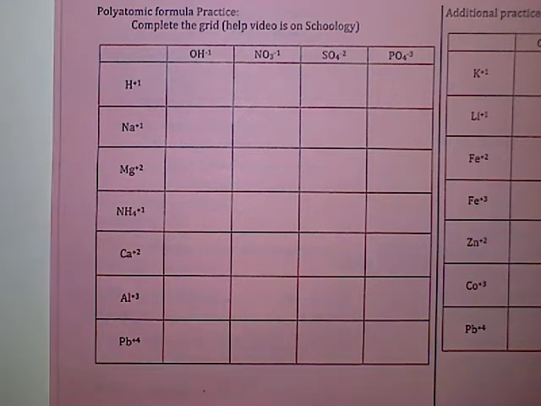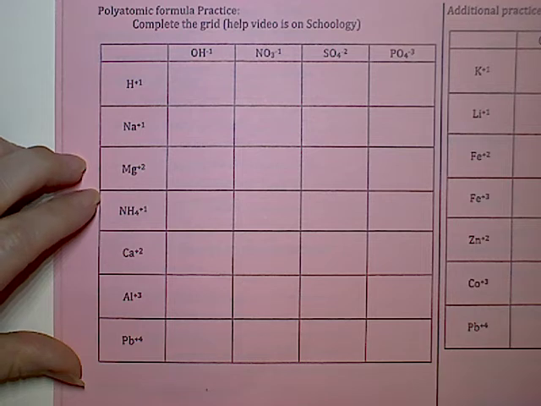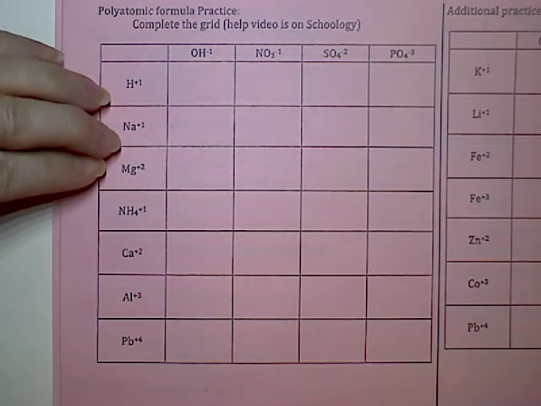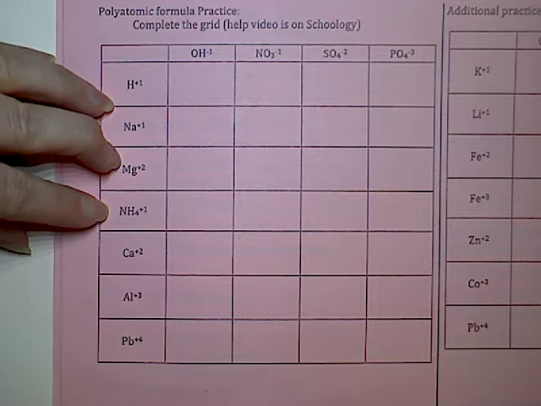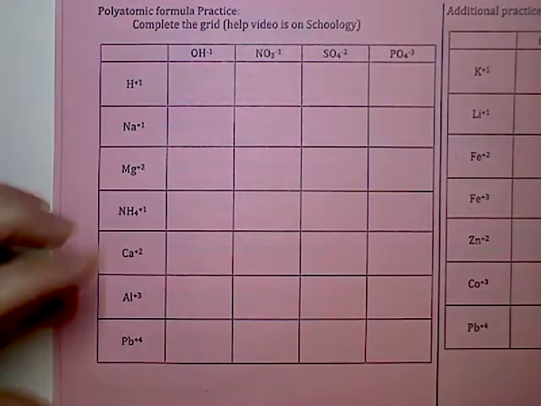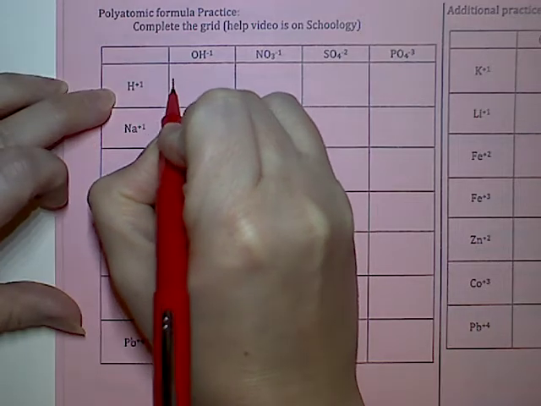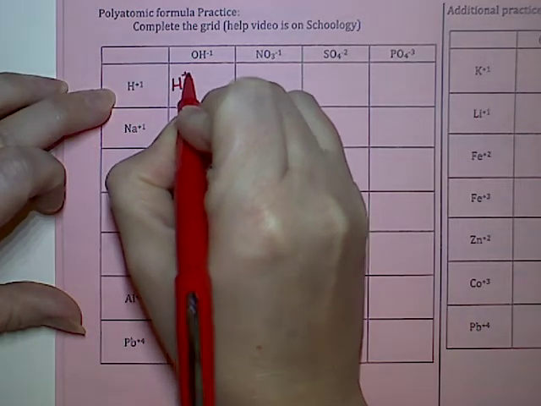We're going to look at how to do some polyatomic formula writing. So the first thing that I'm going to do is just probably the first 3 or 4 rows, and I might have to break it up in a couple videos just because of time. So I like to do 1 to get started.